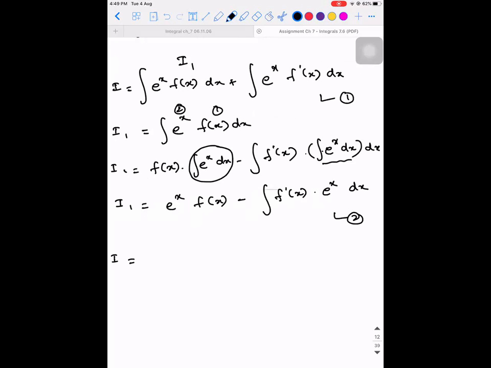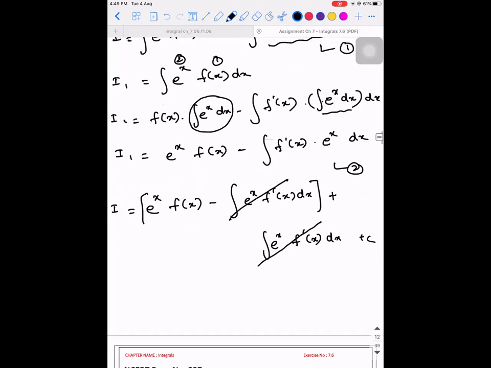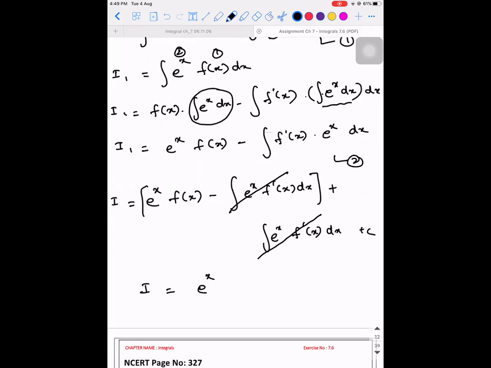Then I will be equal to, in the place of I1, can I replace the whole thing? So e power x into f of x minus the integral of e power x into f dash of x dx. Is it clear? This whole thing is I1, plus what you have in your hand already in 1, the integral of e power x into f dash of x dx. Let's say plus c is added. Now what gets cancelled? The integral of e power x into f dash of x and the integral of e power x into f dash of x get cancelled, and you will have I is equal to e power x into f of x plus c. This is the reason. Is that clear?